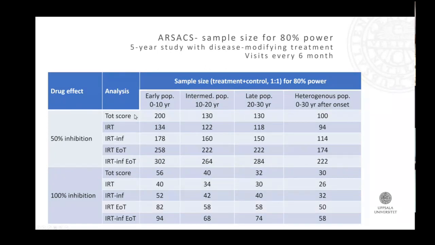But let's here focus first on the total score analysis. This is a study where treatment is compared to control in a 1-to-1 ratio, and we can hypothesize that the included patient population is early after the onset of the disease, intermediate or late, or more heterogeneous. What we can see here is that this is a 50% inhibition. It requires 200 subjects to identify with 80% power a treatment effect that is inhibiting the disease by 50%. And this is for RSACs, the most common of the subtypes in the ARCA registry.